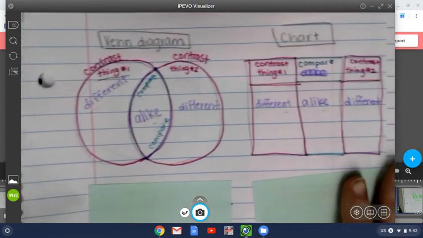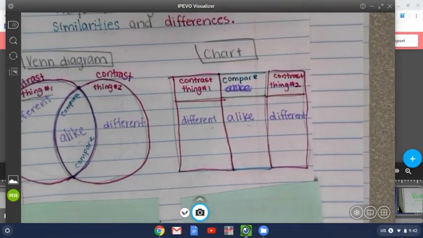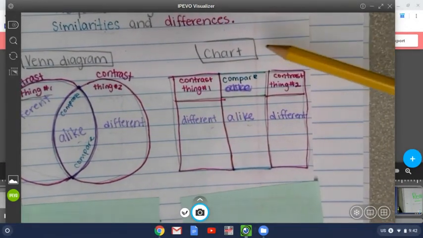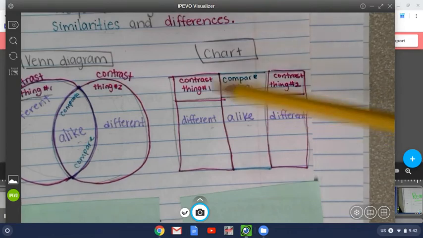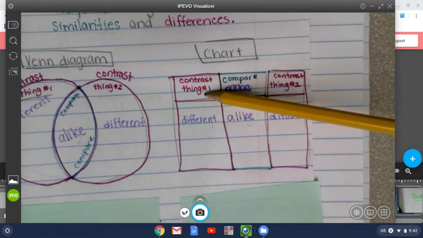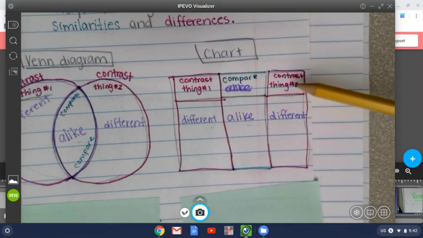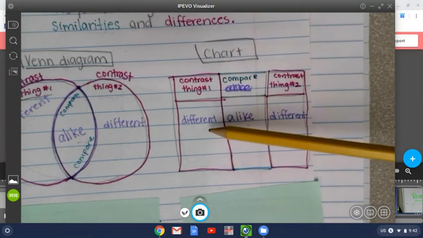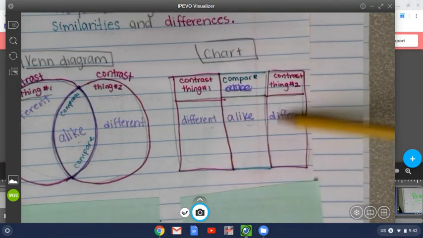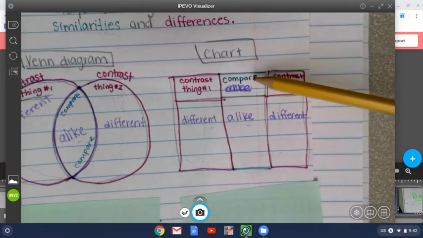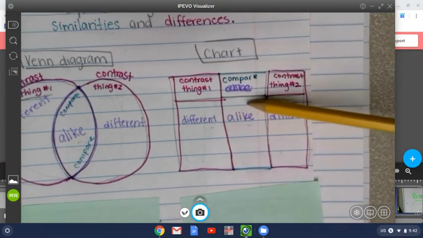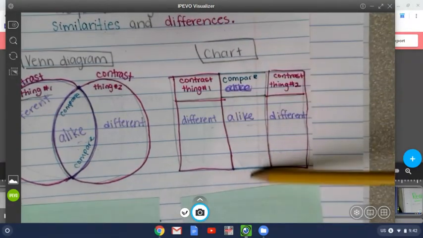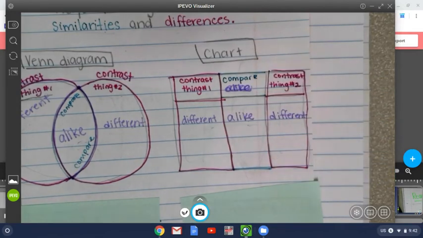Another way you can organize similarities and differences is through a chart. So you can have thing one on this side and thing two on this side, and you're contrasting on this. So you are telling how they are different down here. And then in the middle, you are comparing them and telling how they are alike or what they have in common. So go ahead and copy down that chart as well.